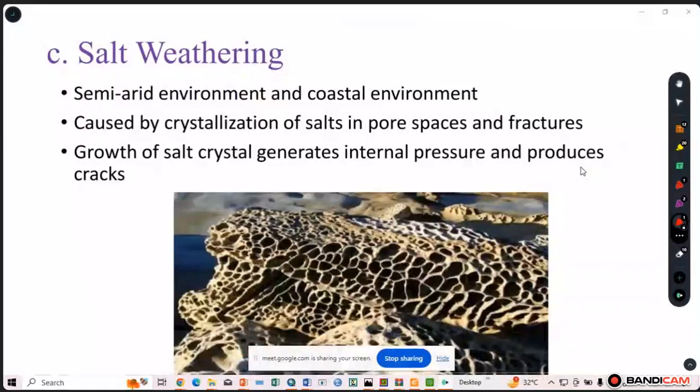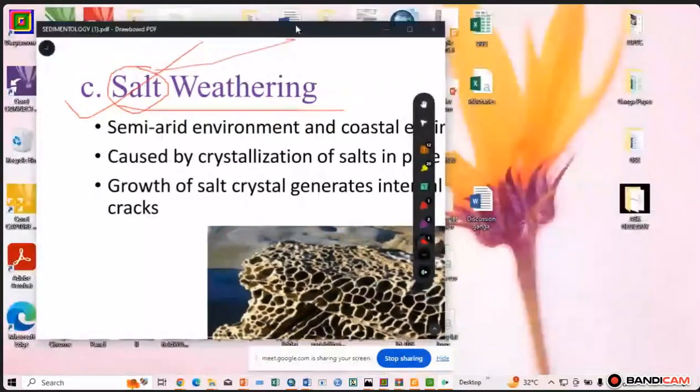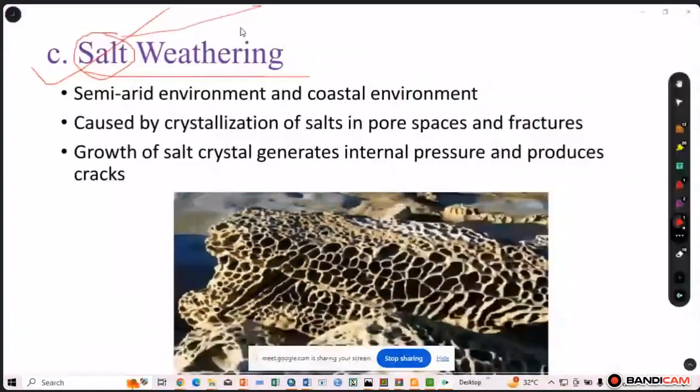Next, we are coming to salt weathering. What is salt weathering? By the name, you see the salt. That means the involvement of salt. Salt means evaporite deposition. That means NaCl, KCl. Okay, these are generally in the salt category.